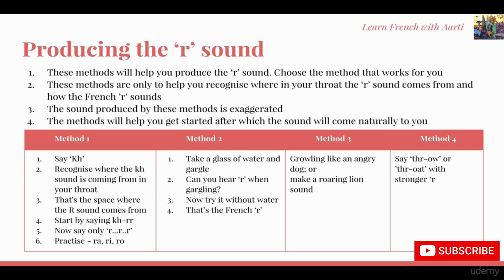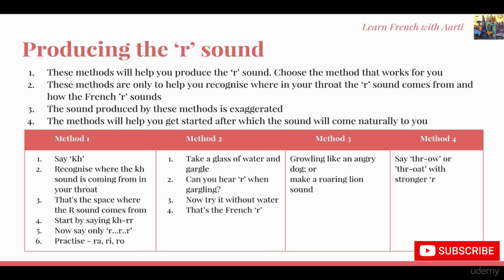And method 4 is saying throw or throat, but with a stronger R. Throw, throat, throat. This is only to help you recognize where in your throat the R sound comes from. However, you would not pronounce words with such an exaggerated R sound.